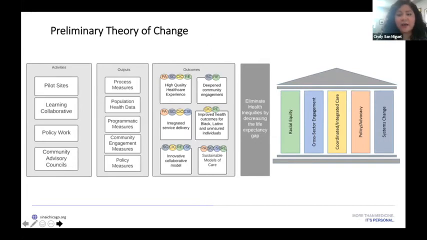We tied these health outcomes to the 5 pillars that were established with the Health First Collaborative: racial equity, cross-sector engagement, coordinated and integrated care, policy and advocacy, and systems change. And all of this is with the effort of eliminating health inequities by decreasing the life expectancy gap.